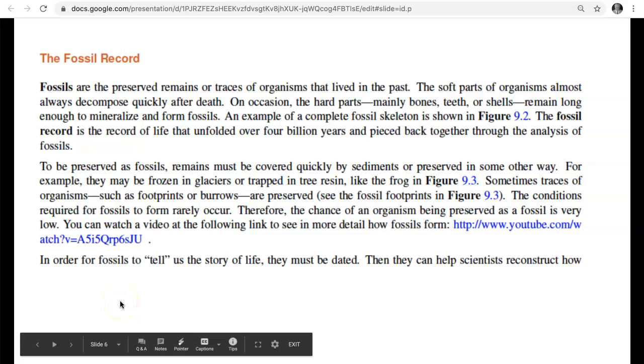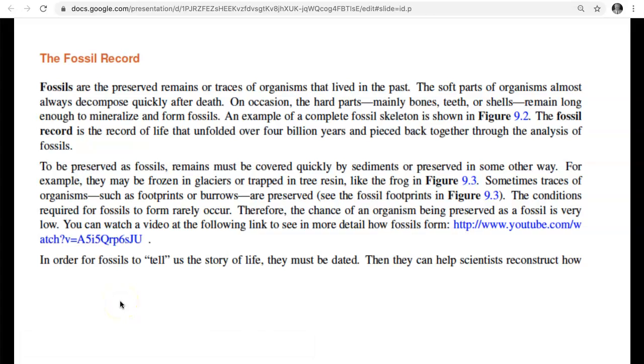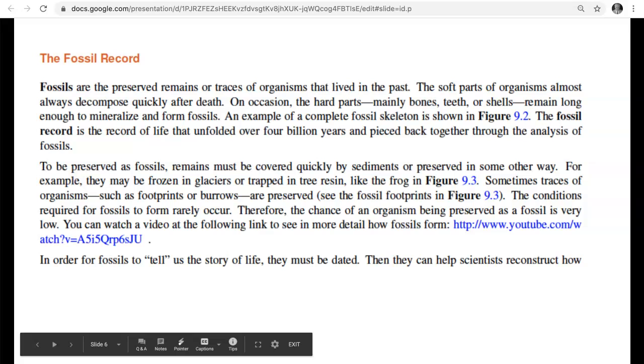There are a number of ways that we know about the deep past of our Earth, and one of the most central is the fossil record. Fossils are preserved remains or traces of organisms that lived in the past. There are a couple different ways that fossils can be preserved, but most of the time it's in sedimentary rock, and we'll take a look at those as we go through this chapter. But the fossil record is one of the key ways that we know what's happened in the past.